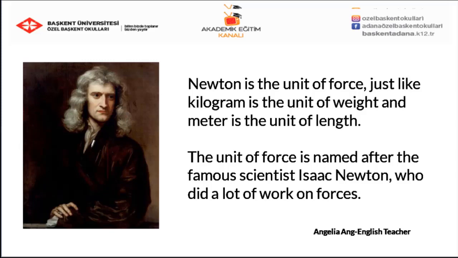Newton is the unit of force, just like kilogram is the unit of weight and meter is the unit of length. The unit of force is named after the famous scientist Isaac Newton, who did a lot of work on forces. This is Isaac Newton.